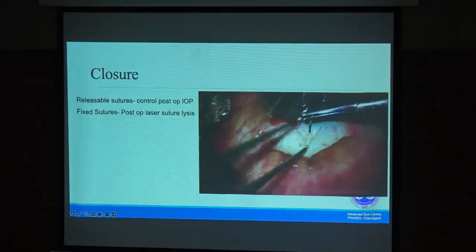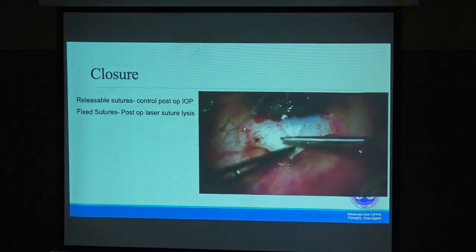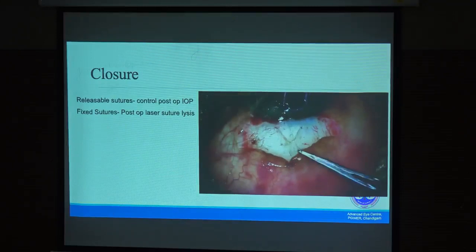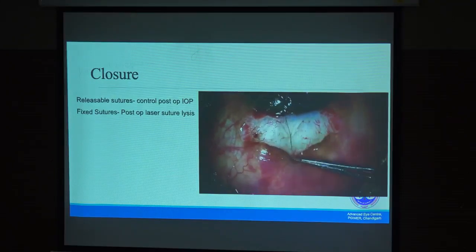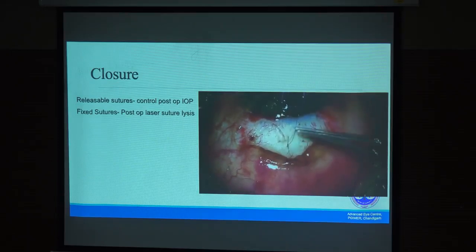Of course, suturing. First you suture the apex with a 10 nylon, a tight suture as you usually do on a corneal wound, 3-1-1.